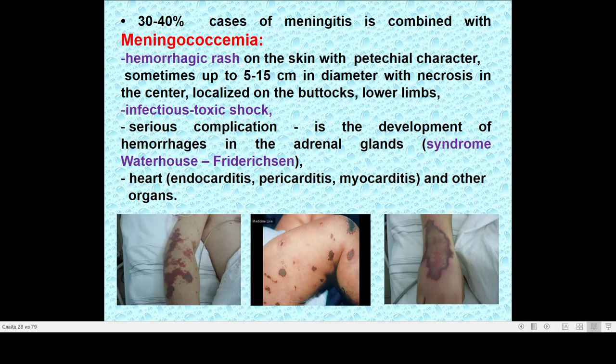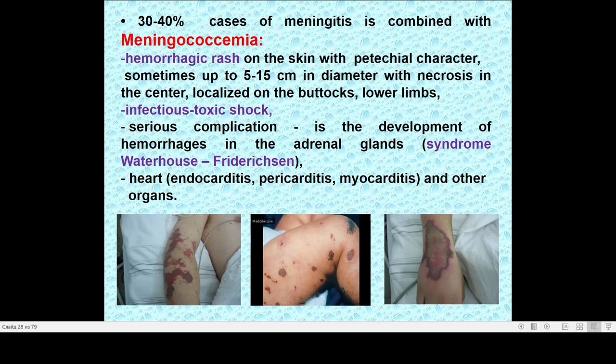In 1/3 of cases there will be a combined form, meningococcemia plus signs of meningitis. One of the bright clinical signs of meningococcemia is a hemorrhagic rash of the skin, with petechial characteristics, sometimes up to 5-15 centimeters in diameter, with necrosis in the center. Typical is the distal location of this rash, the distal parts of the extremities first of all.